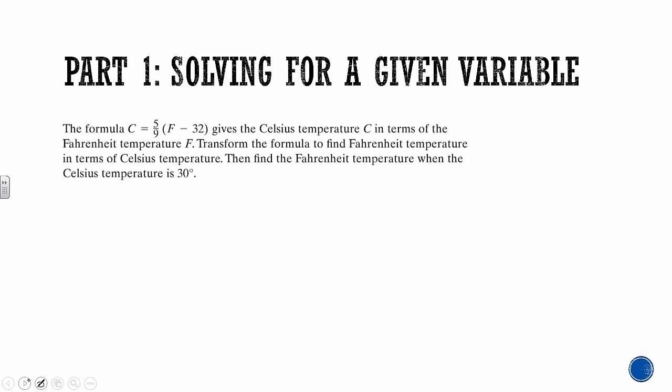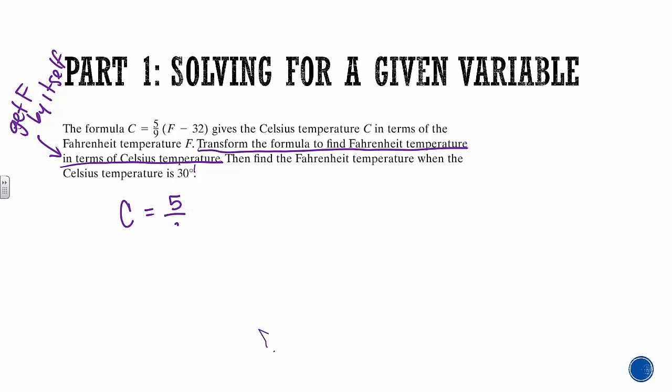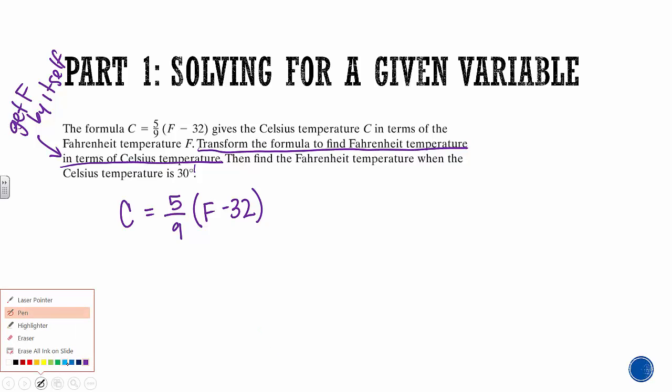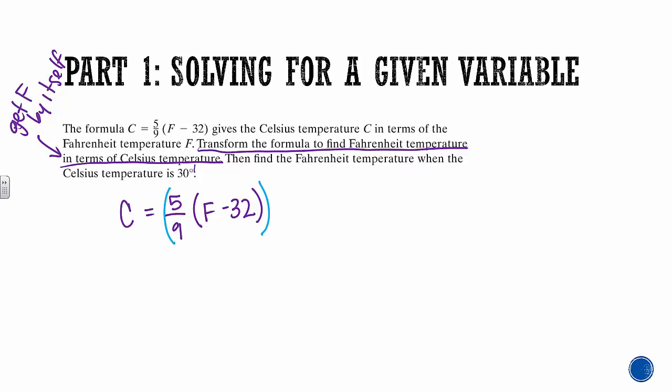Hopefully this formula looks familiar: the Celsius temperature is 5/9 of the quantity of the Fahrenheit temperature minus 32. We need to transform the formula to find the Fahrenheit temperature in terms of Celsius temperature. That means get F by itself. So if we start, C equals 5/9 times F minus 32. If we go backwards, we've got to get rid of this 5/9 before we can do anything with the 32. So I'm going to multiply both sides by the reciprocal, which is 9/5. Whatever you do to one side, you've got to do to the other.